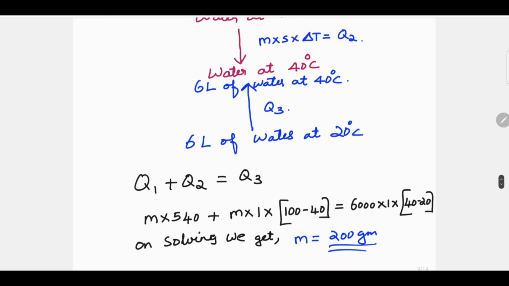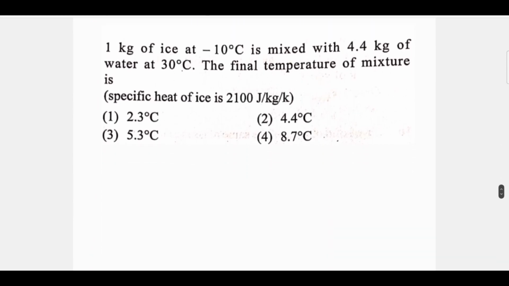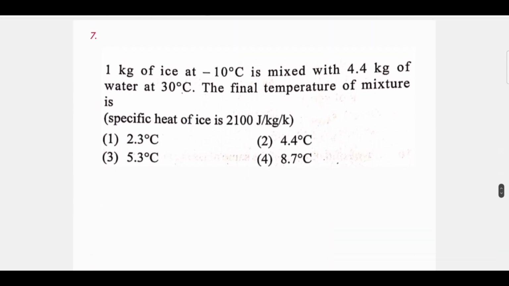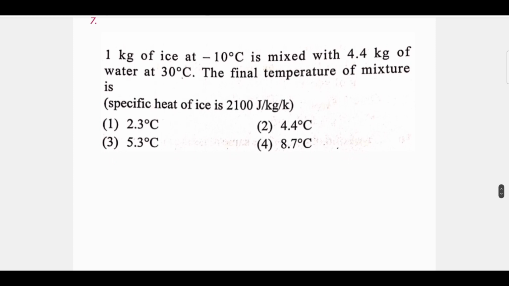So now we can move on to our next question. Interesting question, 7th question. 1 kilogram of ice at minus 10 degrees Celsius is mixed with 4.4 kilogram of water at 30 degrees Celsius. Final temperature of the mixture is? See, when you get this question, here ice is there, water is there. So definitely heat will be lost by water, and that heat will be gained by that 1 kilogram of ice.